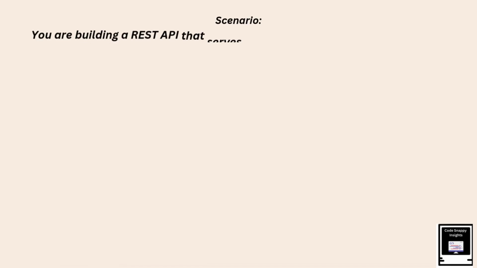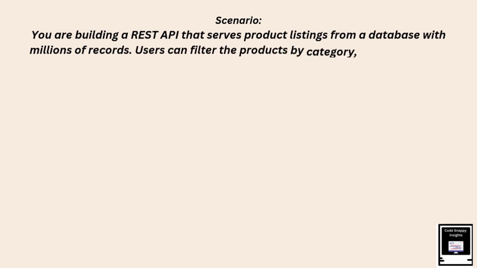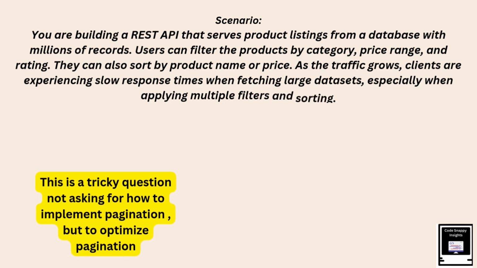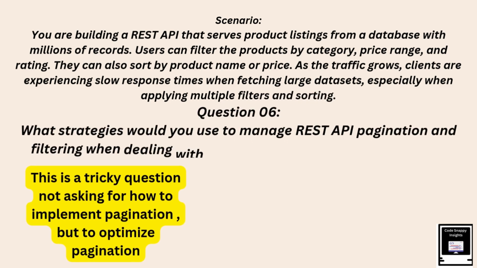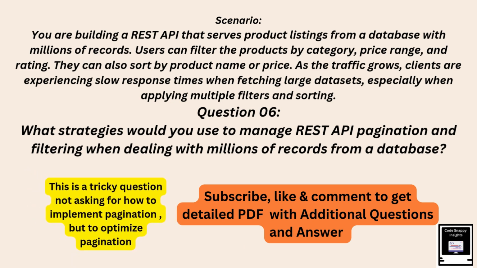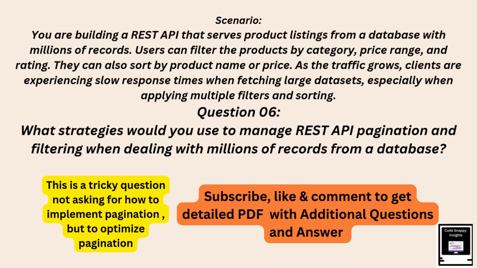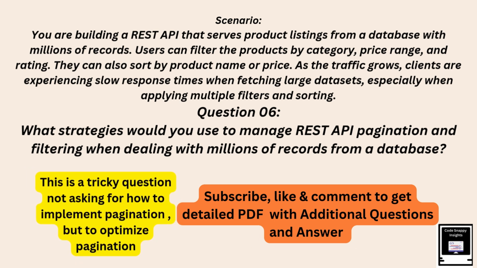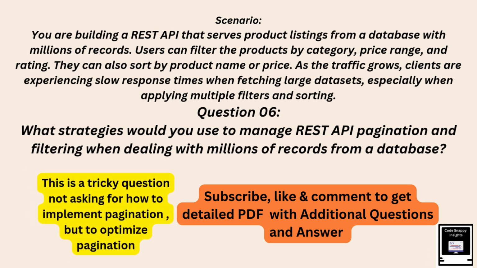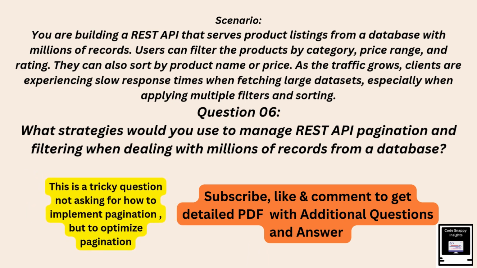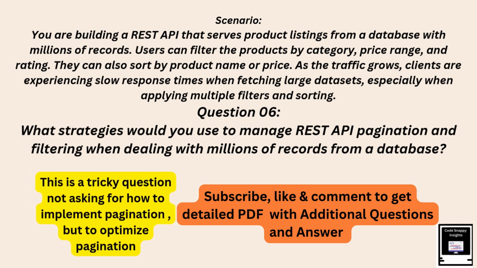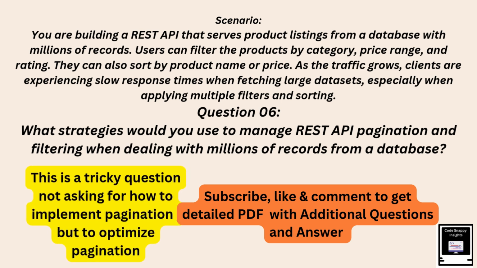Question number 6. Here is one scenario. You are building a REST API that serves product listings from a database with millions of records. Users can filter products by category, price, and rating. They can also sort by product name or price. As traffic grows, clients are facing slow response times when retrieving large sets of data, especially when using multiple filters and sorting options.